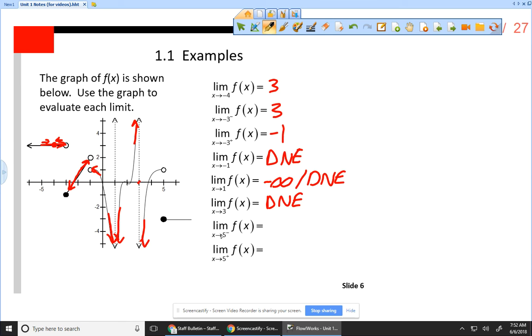All right, limit as x approaches 5 from the left. All right, here is 5. So from the left, we are approaching a y value of 1. And from the right, we are approaching a y value of -3. And had we asked the limit as x approaches 5 just overall, we would have to say that it does not exist.